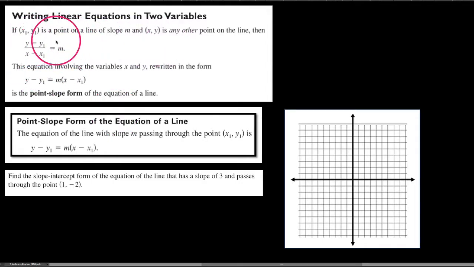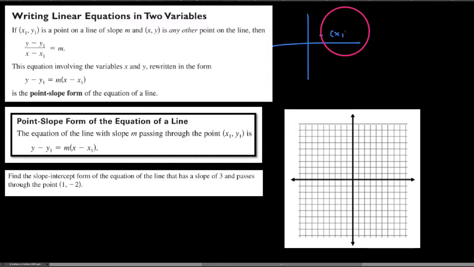Let's take a look at this and how we could modify it to represent the equation of a line. We say that if (x1, y1) is a point on a line of slope m, then as long as (x, y) is any other point on the line, the slope is m. Then we could say that the slope m is equal to the change in y values over the change in x values: y minus y1 over x minus x1. This would be our slope.